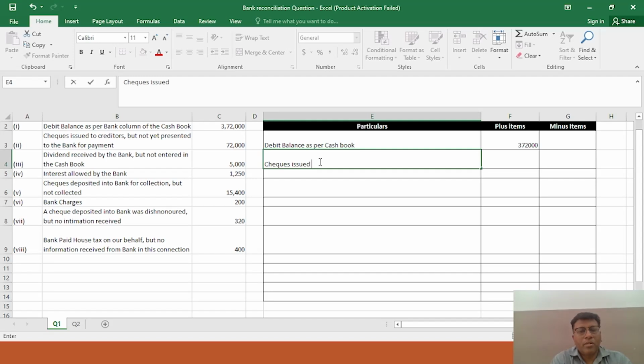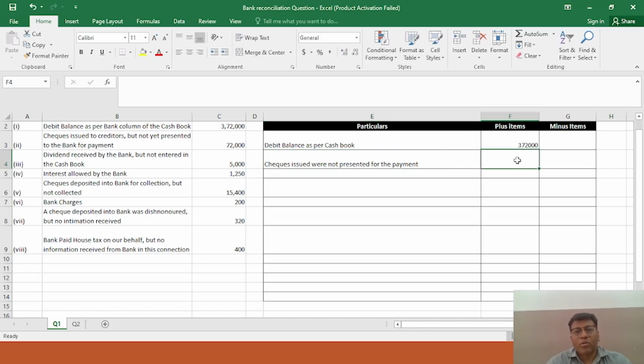checks issued were not presented for the payment. And what is the amount, and where do you have to write it, in plus items or minus items? Because I told you that you issued the check but it was not presented, bank balance is not changed, but you have reduced the cash balance.